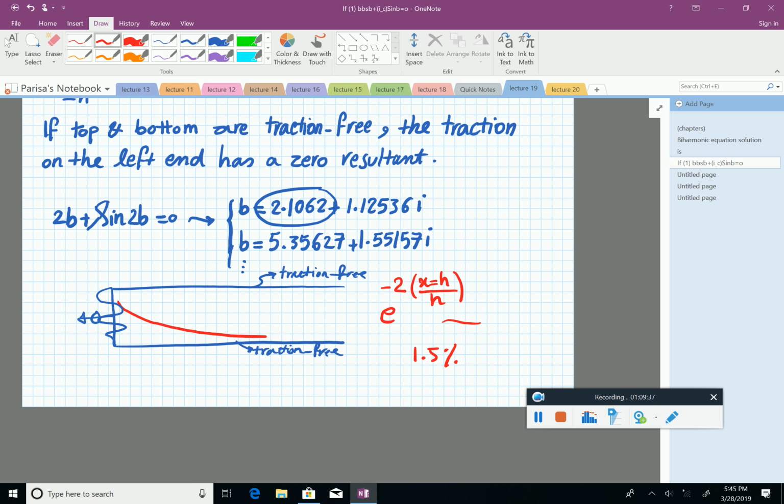So, is it like an infinite sum of all of these, or is it just one? That's a good question. So this speed, if you take 5, it would be even faster decaying.